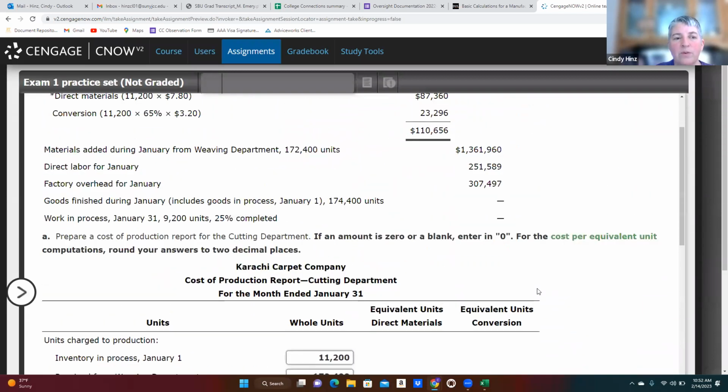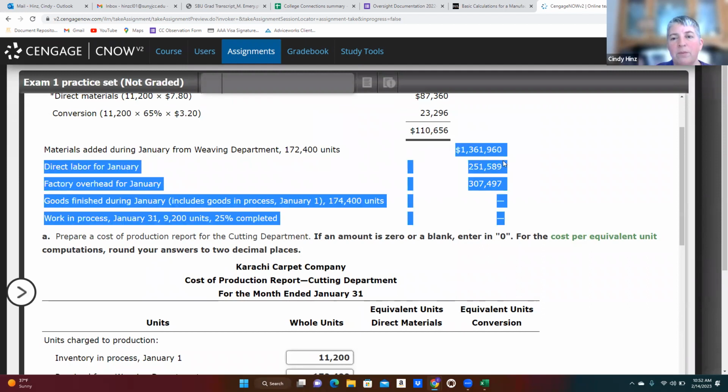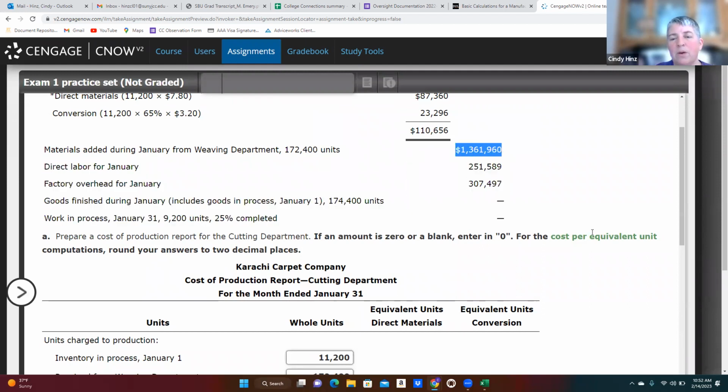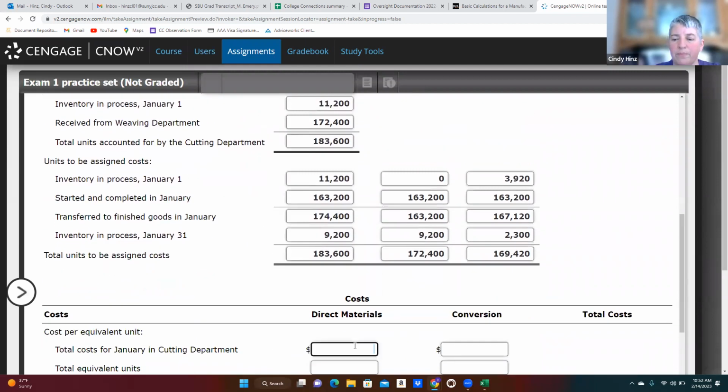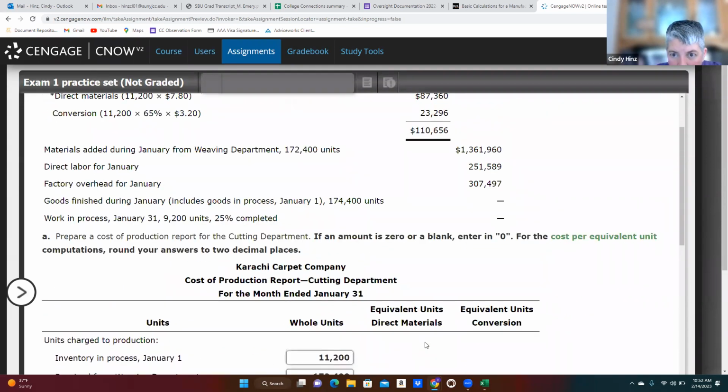So how much did we add for direct materials? Materials added during January, there it is. Just that number, $1,361,960. Yep.